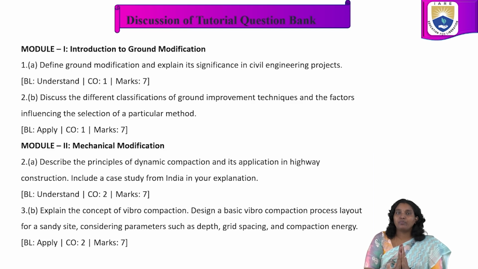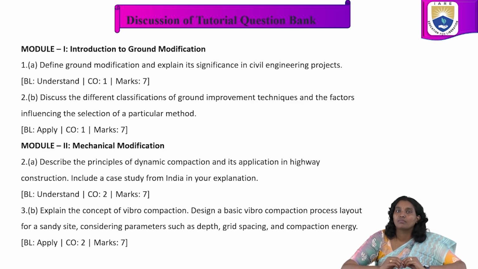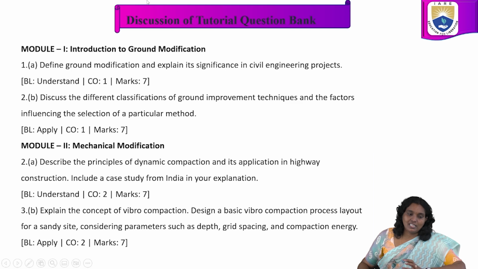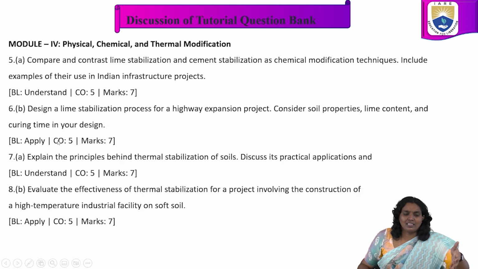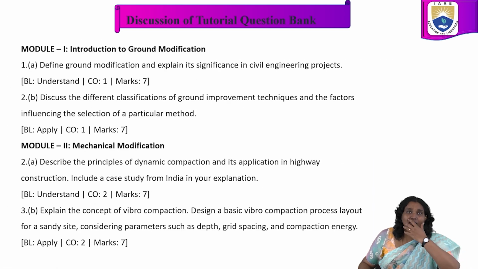From module 1, there is no choice. We have to attempt it. Similarly, module 2. Coming to module 3, there is a choice within the module. This is the question paper: 1A, 1B, 2A, 2B, and 3A, 3B, 4A, 4B, like that. These are the questions generally we will get.